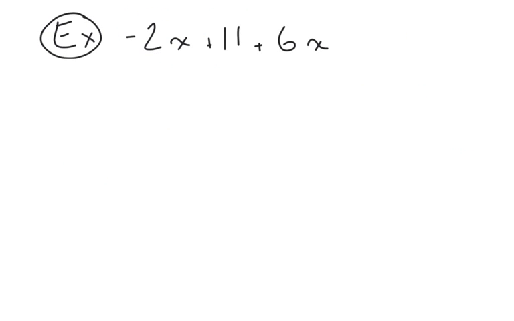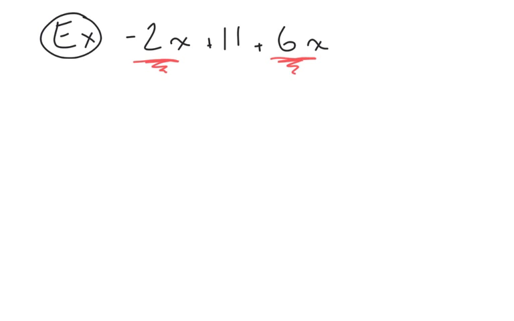In this example, we want to simplify the expression negative 2x plus 11 plus 6x. The first thing we want to do is identify like terms. This term has a variable of x, an exponent of 1. This term is just 11, while this last term has a variable of x to the power of 1. If you recall, like terms have the same variables with the same exponents, which would make negative 2x and positive 6x like terms.